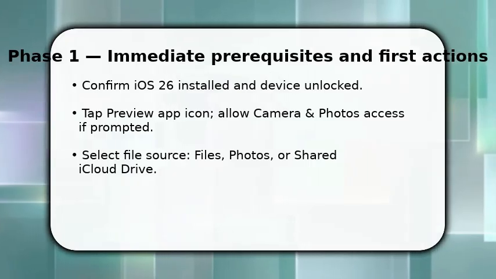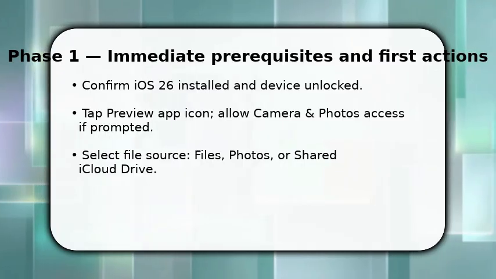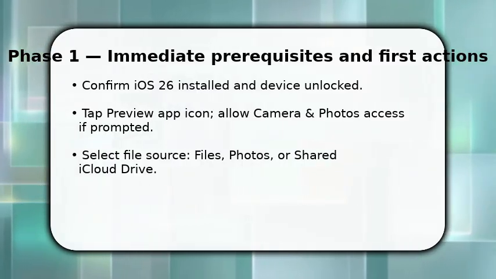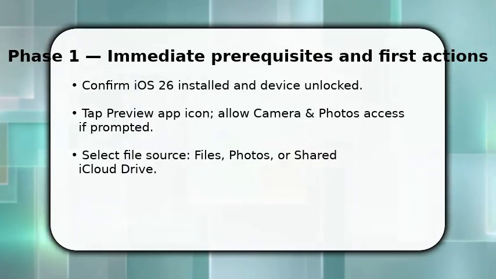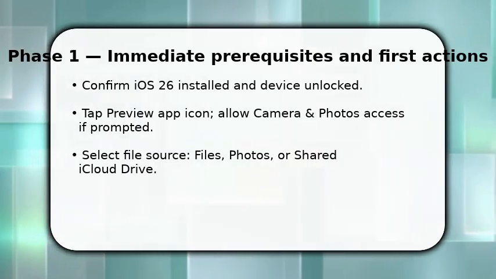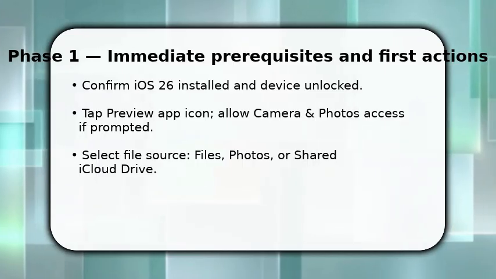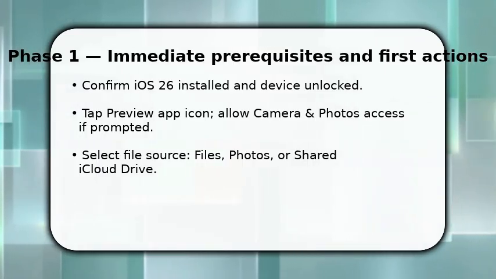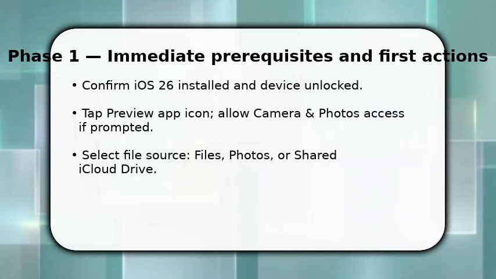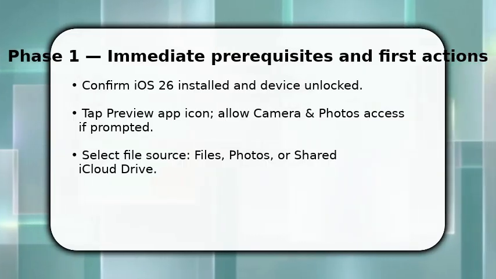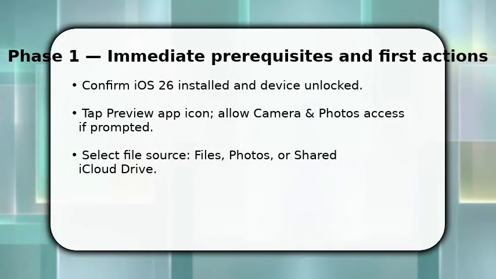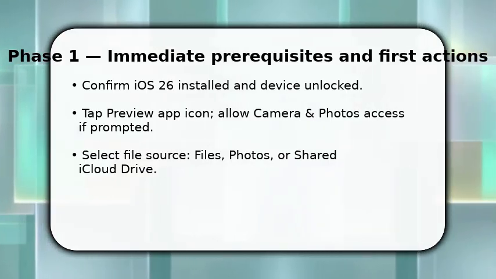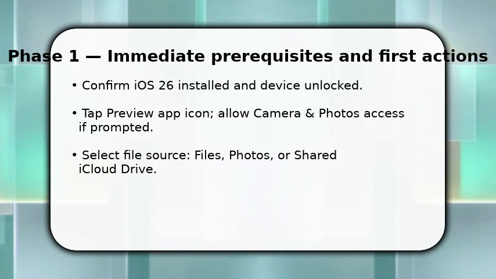You start by confirming iOS 26 is active and unlocking your device. This avoids permission loops. Next, open the Preview app and grant camera and photos access when asked, because Preview needs those to import and edit. Once done, pick the file source, Files, Photos, or iCloud Drive, so Preview can display items. You should see thumbnails immediately. If not, make sure iCloud syncing is enabled in settings so the app can list remote files.